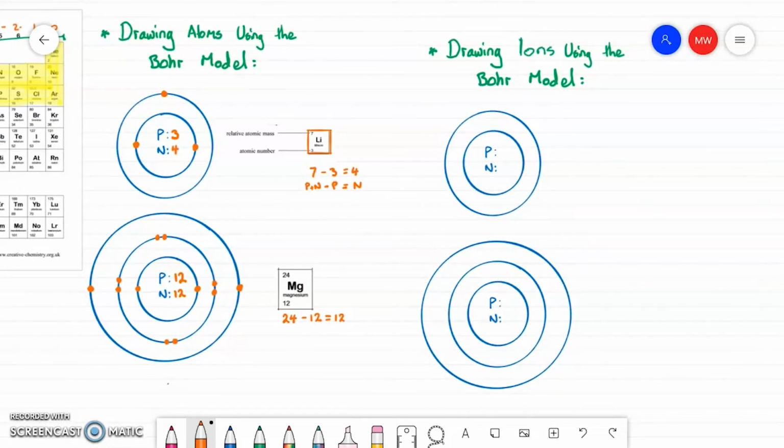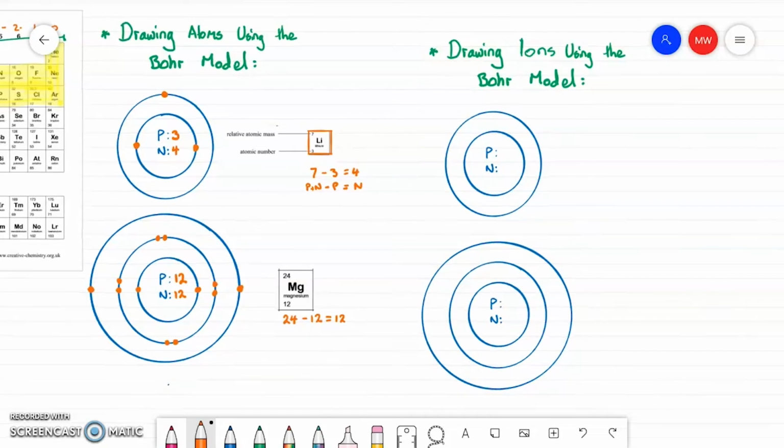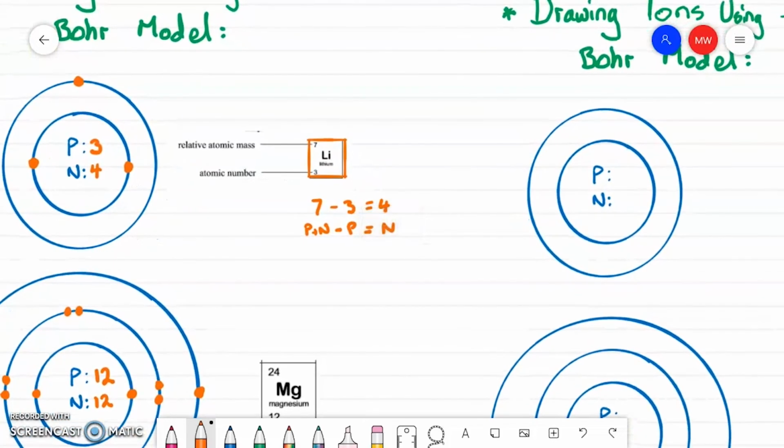So the process is very similar. When you are trying to do it, if I just draw a lithium ion instead of a lithium atom, I still go back to the same core information. Have a look here, and we've got an atomic number of 3. That means the protons, there's 3 of them. And when you go to work out the neutrons, same deal. Atomic mass minus atomic number leaves me 4 neutrons. But when I go to do the electrons, what I need to do is leave the outside shell full.